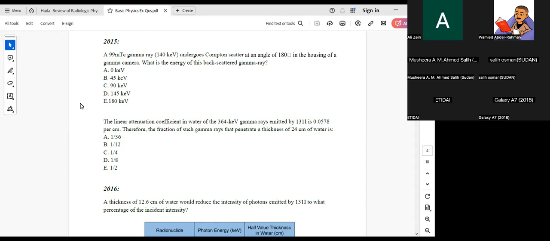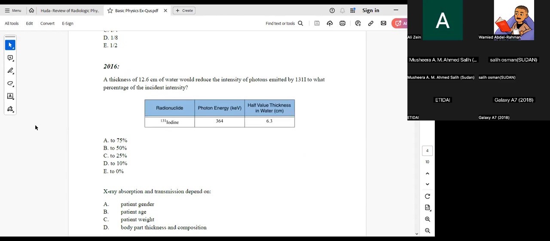Okay, the linear attenuation coefficient in water for this gamma ray emitted by iodine, per centimeter, so that's the linear attenuation. Therefore the fraction of such gamma rays that penetrate a thickness of 20, this is something we know, the half value layer. That's not a problem. What else? A thickness of 12.6 centimeters of water would reduce the intensity of photons to what percentage? We know the thickness and the half value layer, so we know the reduction in intensity. That's the attenuation law.